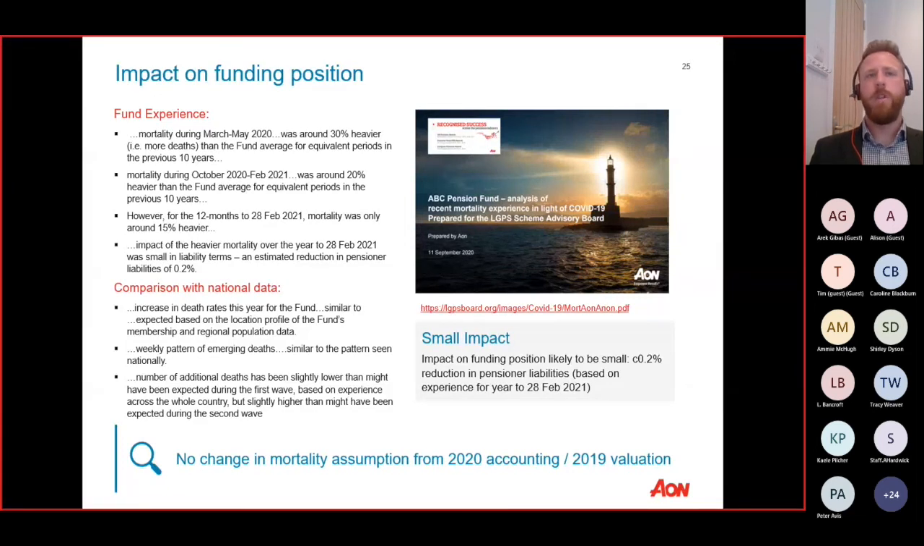So in our accounting assumptions this year, we have not made any allowance for COVID-19 experience over the year. So the overall message from those two slides on mortality is that the mortality assumptions are unchanged from last year, and we're not making any special allowance for excess deaths. So actually the impact of mortality compared to the start of the period is essentially zero.